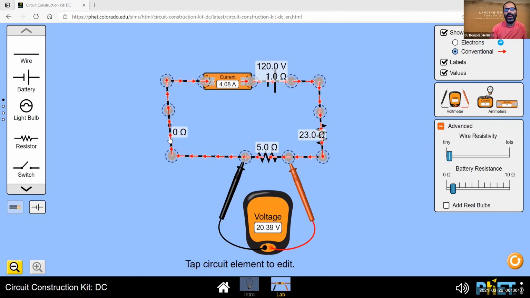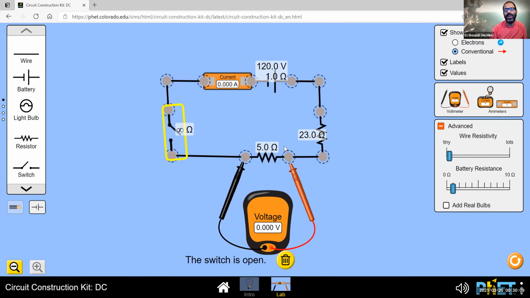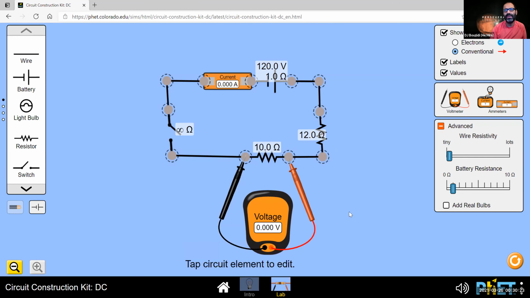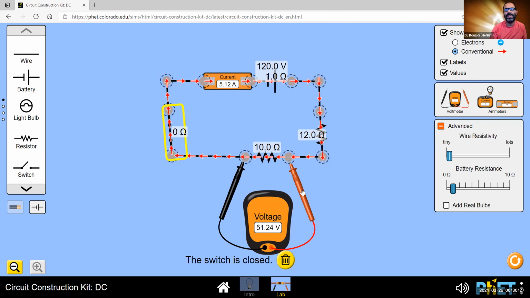Since I'm done with this one now, I'm going to open the circuit, cut off the current. I'm going to change this value now to 10. Perfect, I landed exactly on it. Drop this one back to a starting point again. That's fine, 12 is fine. Now close the circuit and repeat the process.